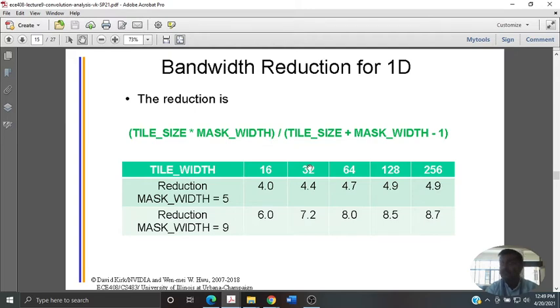I have a huge 1D dimensional data for that matter. Right now we have considered the output tile width as 12. If it is 16, it is 4. If it is 32, then the memory reduction is much larger, say 4.4. If it is 64, that means the more you consider, the more gain. So I am just considering with respect to tile width or output tile width. So mask width is the same. So tile width is increasing.